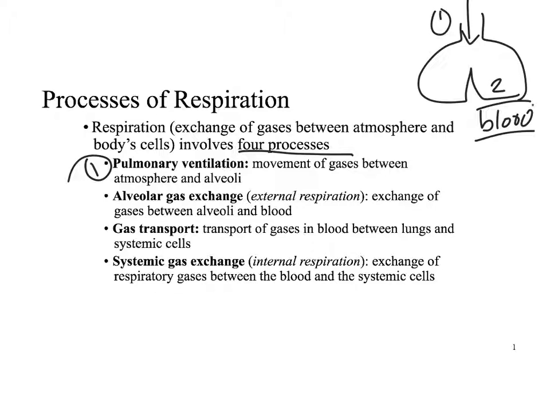Then 3 is the blood's going to carry it between the lungs and systemic cells. And then the last one is we're going to drop it off at the tissue. So 4 steps: 1, 2, 3, 4. And of course we have to break down those steps.